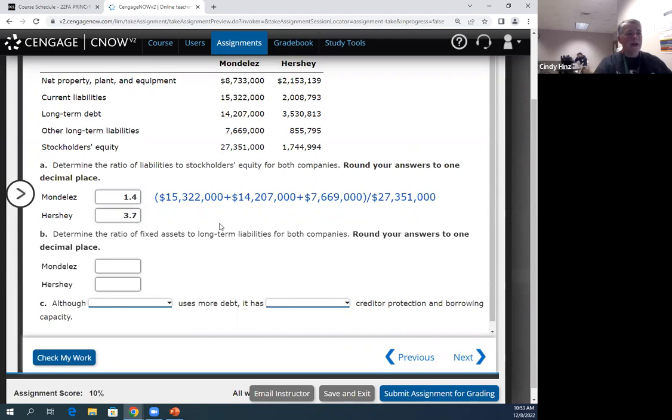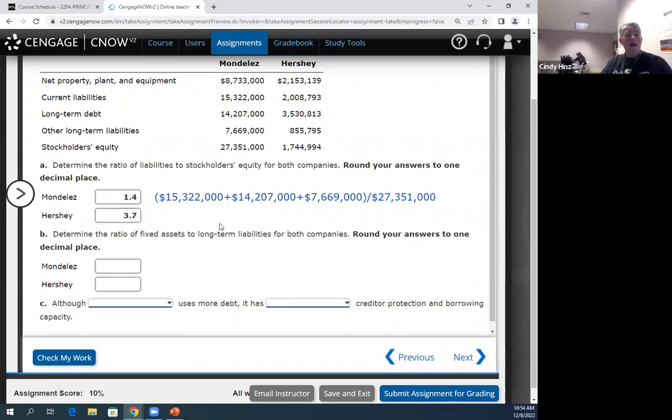So what kind of conclusions can we draw from that? Hershey has a higher debt to equity ratio. For every dollar in stockholders' equity, they have $3.70 in liabilities. Compared to Mondelez, which has only $1.40 in liabilities for every dollar in equity. Hershey is much more highly leveraged. I can't say whether that's good or bad. I can say that Hershey is a heavier user of debt than is Mondelez, but if you're an investor, you may find Hershey then more attractive.